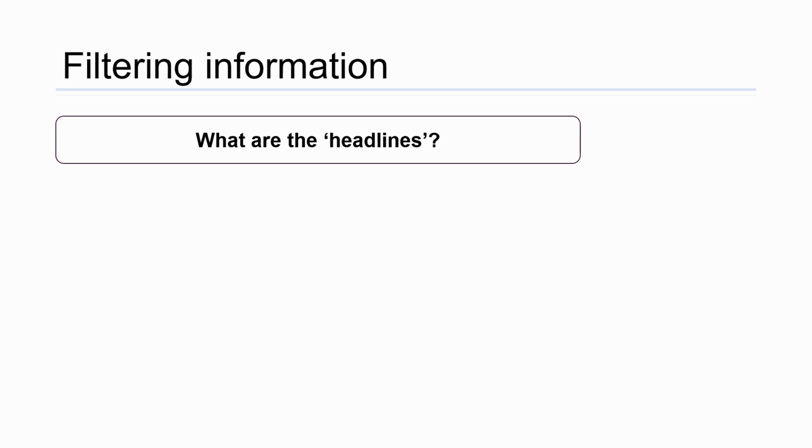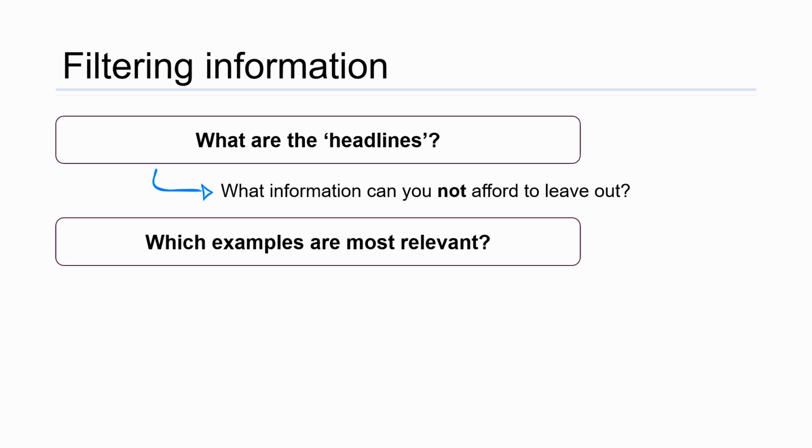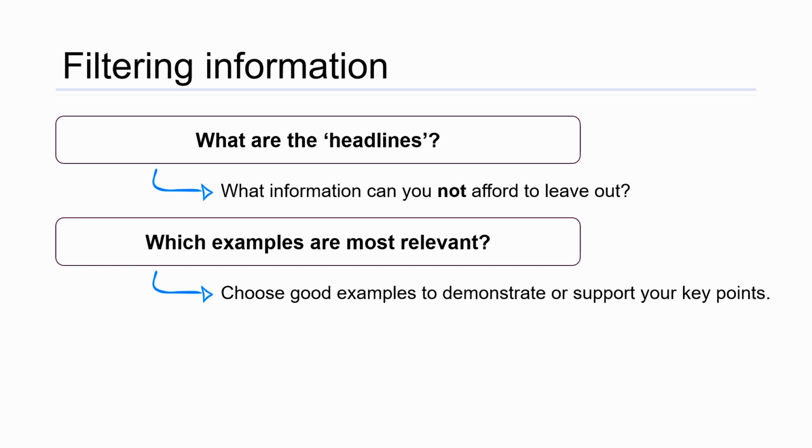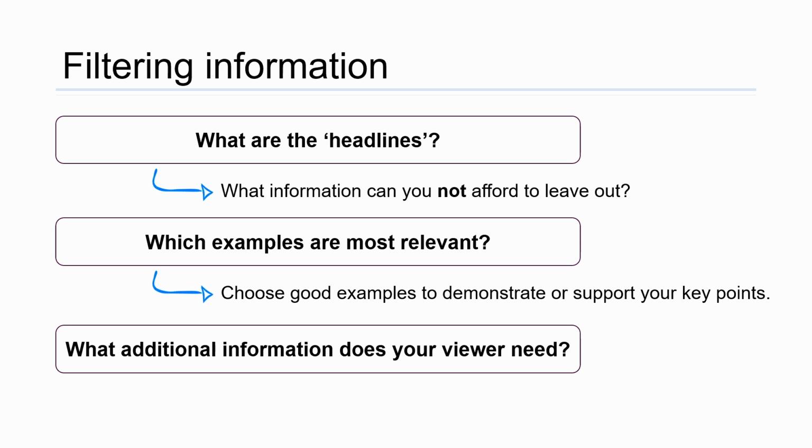Now, filtering information. What are the headlines? Now, you need to try and understand what information in your PowerPoint you cannot afford to leave out, and make these as headlines. Which examples are most relevant? So choose good examples to demonstrate or support your key points. And we do this in the way of providing evidence. So this is where your citations and references will help you.